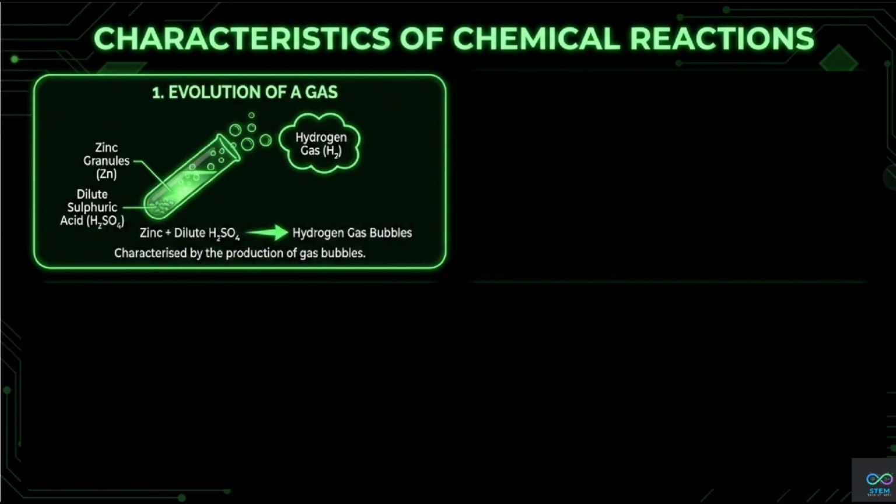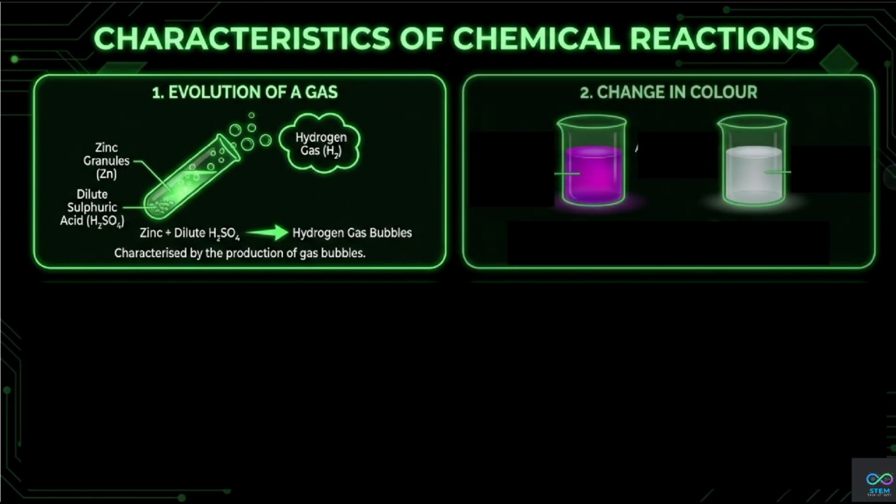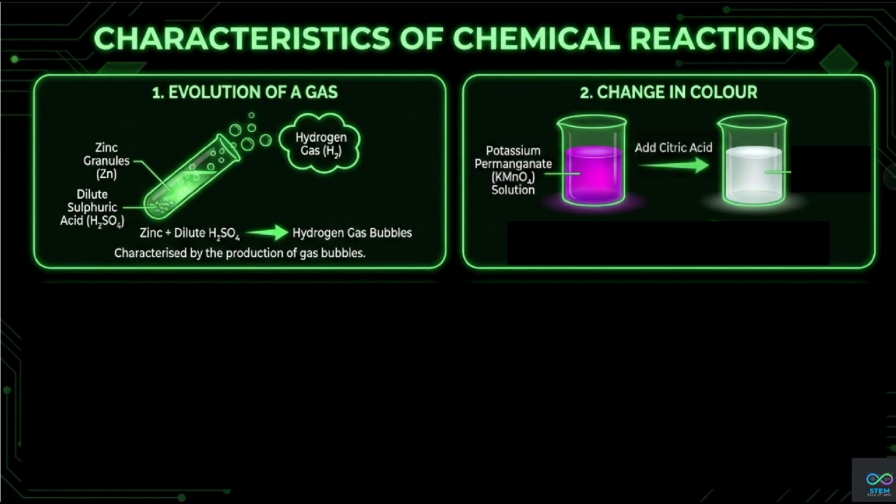Change in color. Some chemical reactions are characterized by a change in color. Take some dilute potassium permanganate solution in a beaker. It has purple color. Add lemon juice to it dropwise with the help of a dropper. The purple color of potassium permanganate solution goes on fading, and ultimately it becomes colorless.